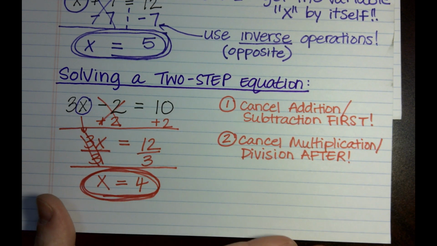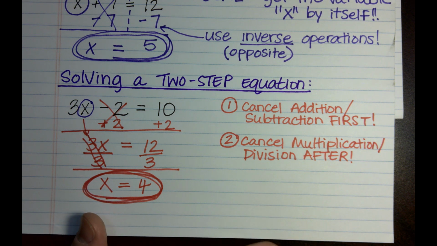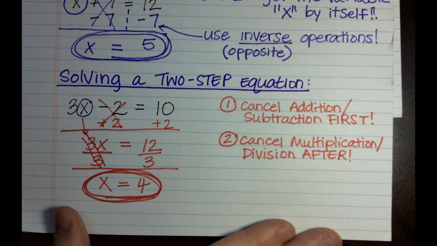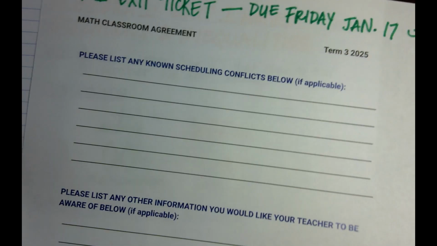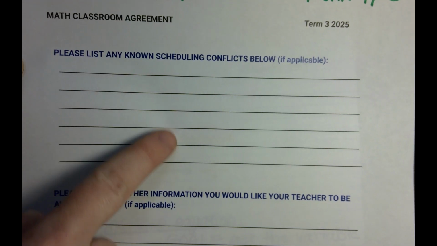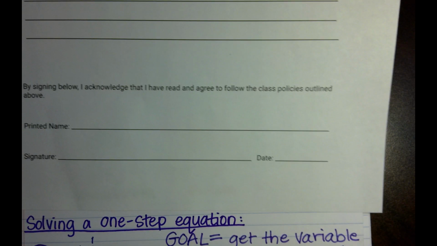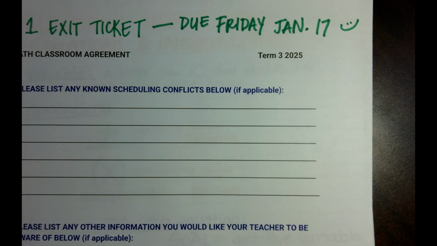I think we're going to actually just end it there, you guys. You've done a really nice job today. I appreciate y'all being so respectful, listening, following directions. No math-related exit ticket today, but you need to turn this in. This is your exit ticket. This math classroom agreement. Please write any scheduling conflicts you have. If there's days you can't be here, let me know. Any other information, sign it, date it, put it in the turn-in bin at the front of the room by Friday. It is for a grade.